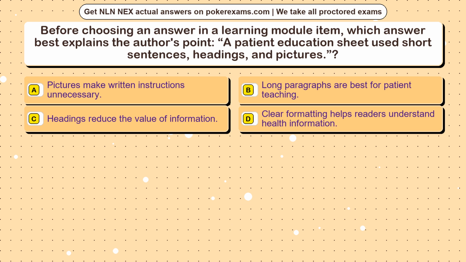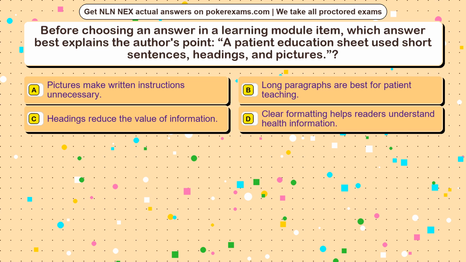Question 9. Before choosing an answer in a learning module item, which answer best explains the author's point? A patient education sheet used short sentences, headings, and pictures. Option A. Pictures make written instructions unnecessary. Option B. Long paragraphs are best for patient teaching. Option C. Headings reduce the value of information. Option D. Clear formatting helps readers understand health information.